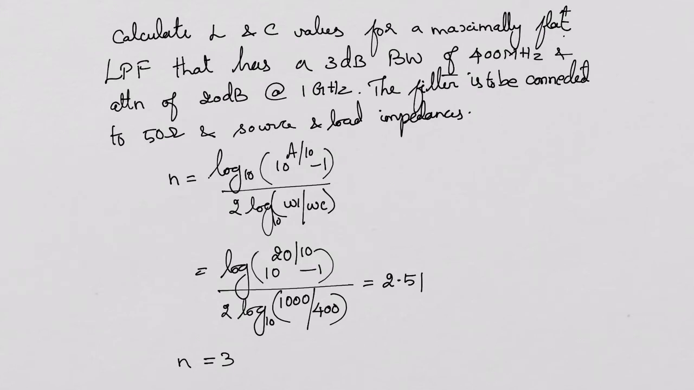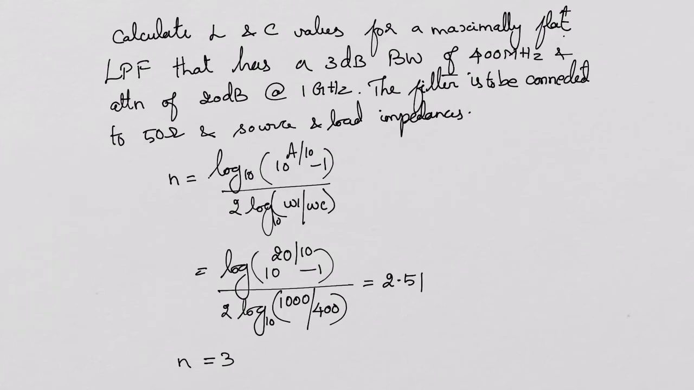First we need to determine the order of the filter N, which is equal to log of (10 to the power A divided by 10, minus 1) divided by 2 into log of omega 1 by omega c. Substitute the values. Here it is given that attenuation is 20 dB at 1 GHz, so A is 20 dB and omega 1 is 1 GHz, and omega c is 400 MHz. So 1000 by 400. The value of N becomes 2.51.